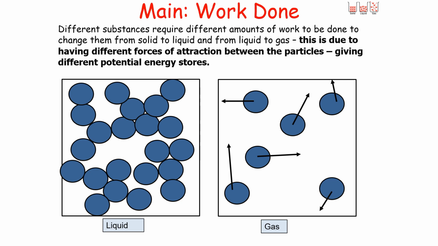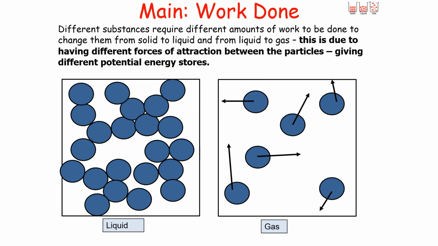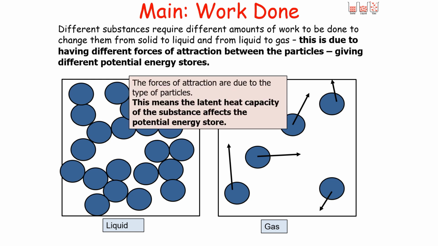This is due to there being different forces of attraction between the particles, giving different potential energy stores. So the forces of attraction are due to the size of the particles in the substance. This means that the mass of the particles affects the potential energy store. Now, in addition to that, the forces of attraction are different due to the different types of particles. This means that something called the latent heat capacity of a substance affects the potential energy store.